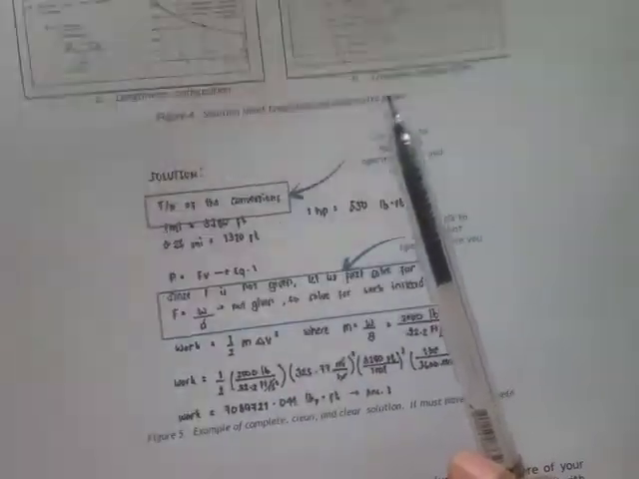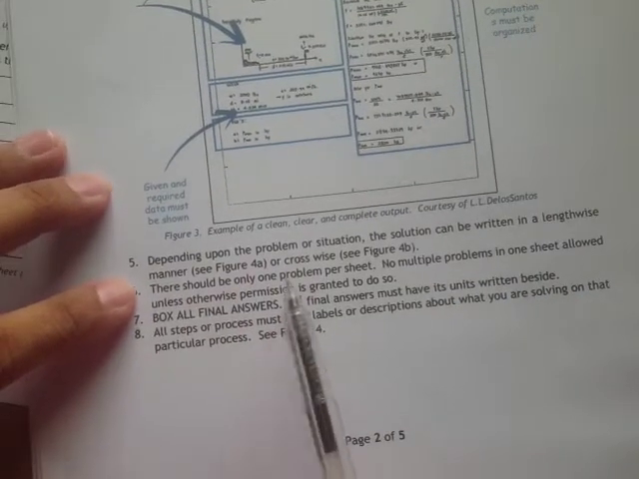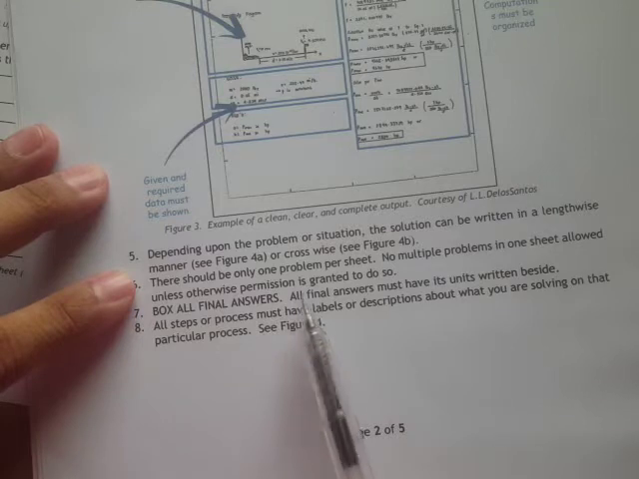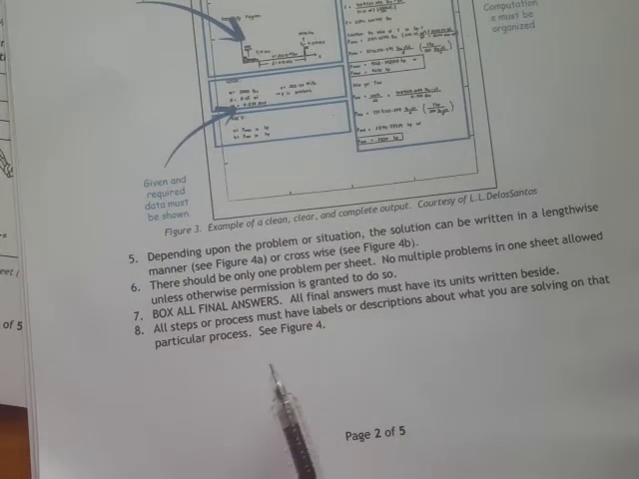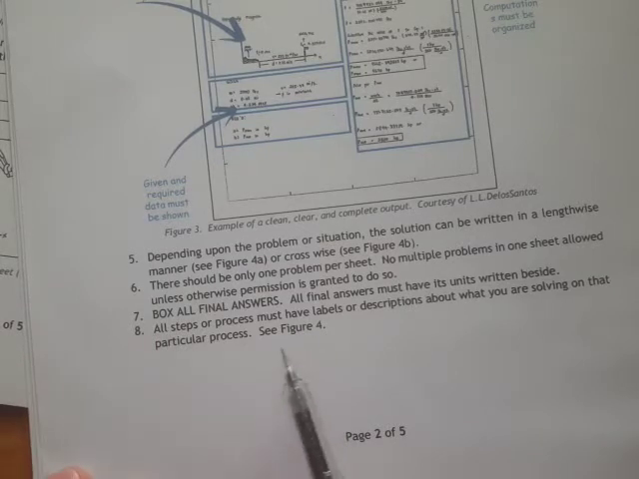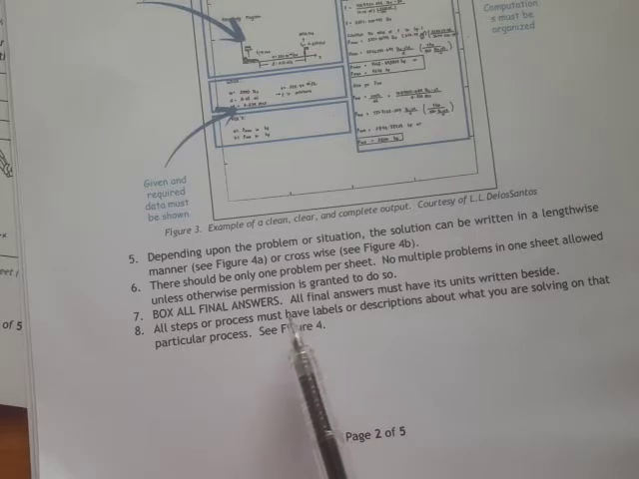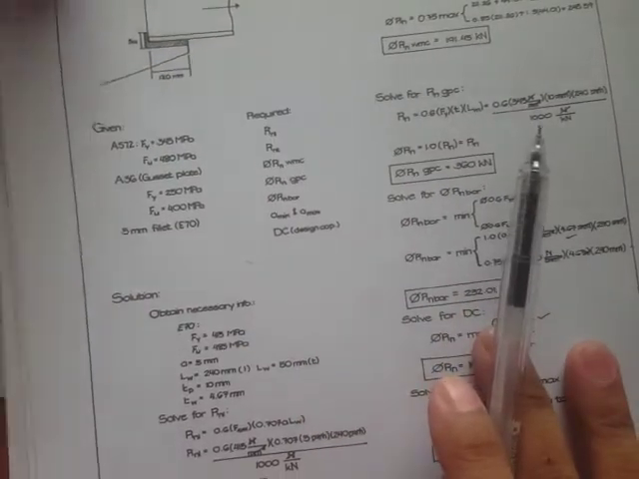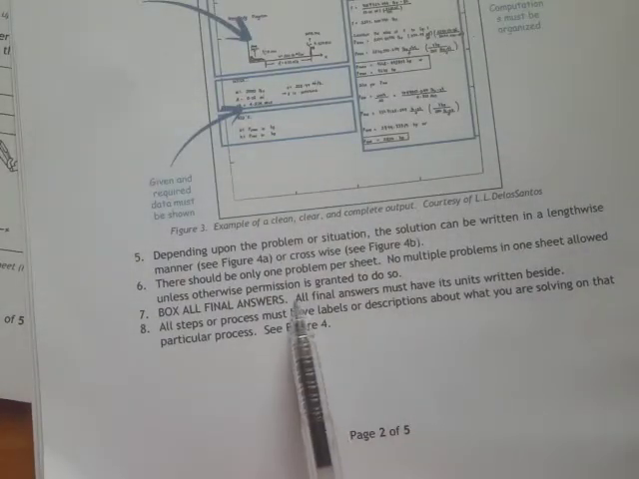And what else? There should be only one problem per sheet. No multiple problems in one sheet allowed, unless otherwise permission is granted to do so. So meaning, use only one problem per sheet. In this one sheet, that's only one problem. Again, unless otherwise permission is granted to do so.